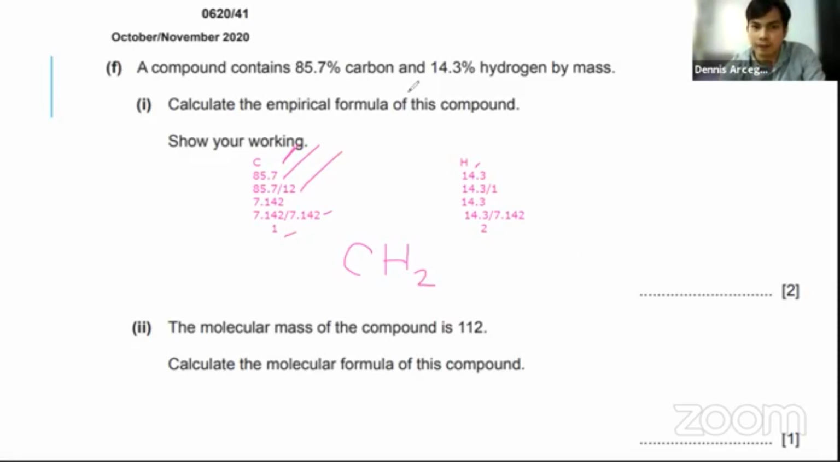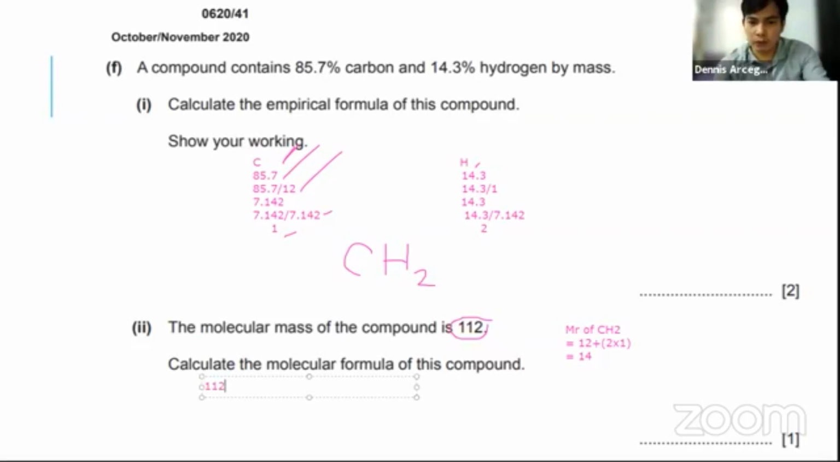Okay, for this one, the molecular mass of the compound is 112. Calculate the molecular formula of this compound. Empirical formula is the simplest, simplified formula. Molecular formula is showing the actual number of atoms in the molecule. So how are we going to do this? The first thing you need to do is to identify the Mr, molecular mass of CH2. So molecular mass of CH2 is 12 plus 2 times 1. So this will be 14. Then after that, you divide the mass of the compound.